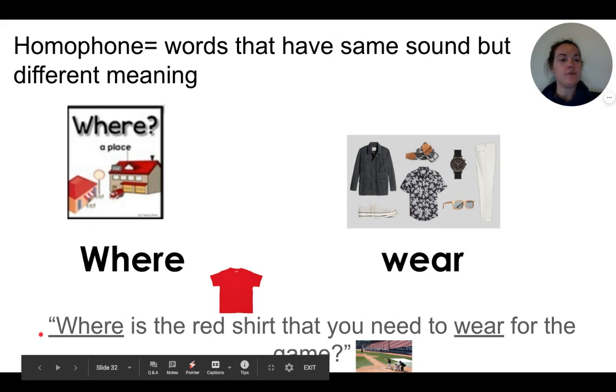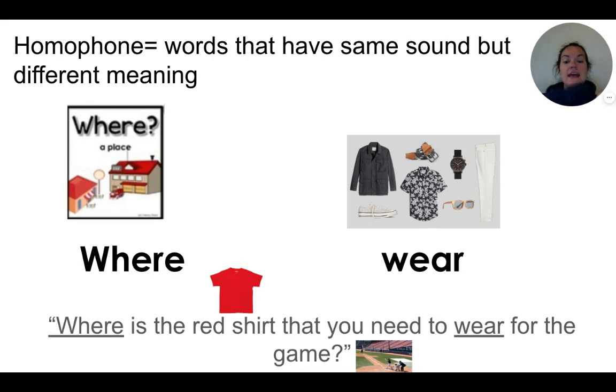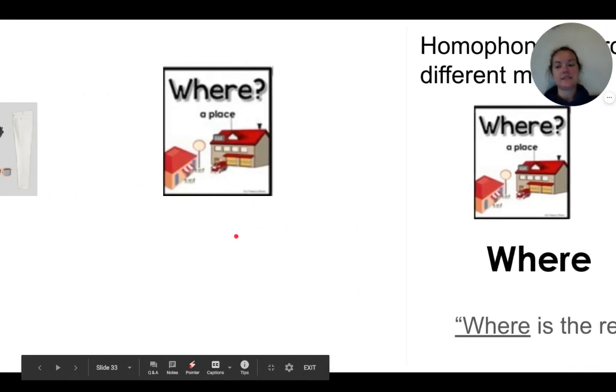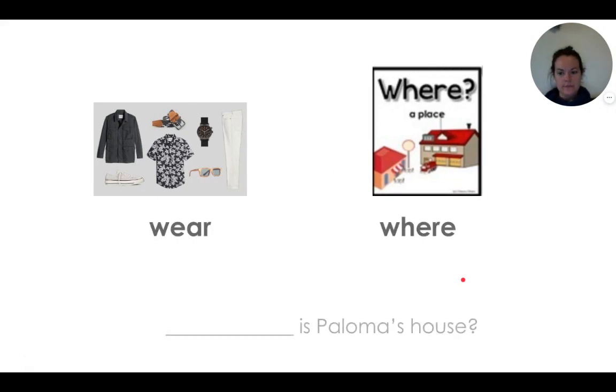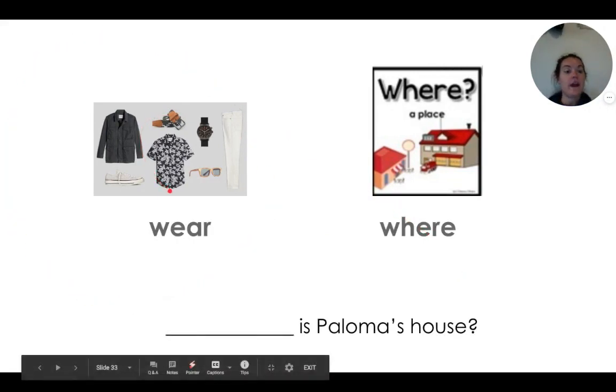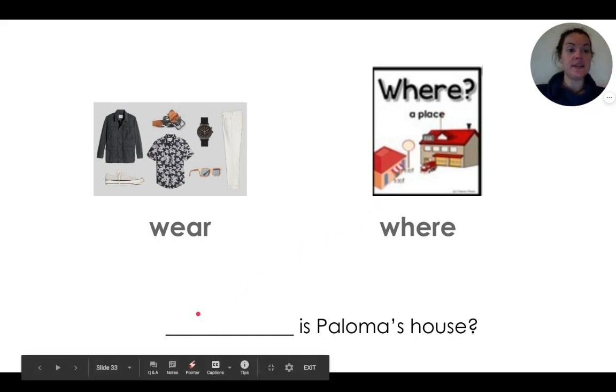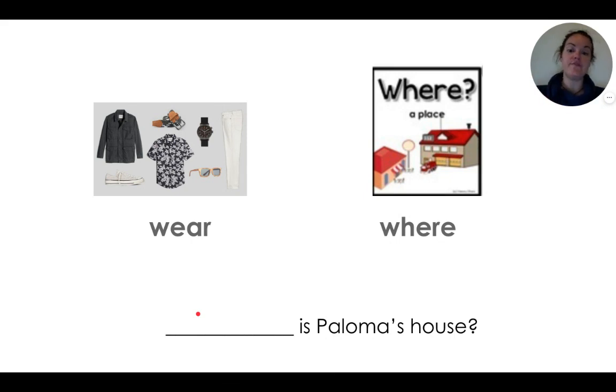So a sentence that I would use with both where and wear is: the red shirt that you need to wear for the game. All right, so now we're going to practice. All right, so these are the two examples. This is wear as in wearing clothes, and this where with W-H-E-R-E is where, so donde. All right. This is where you get out your paper and pencil, and I want you to write which where would finish this sentence.